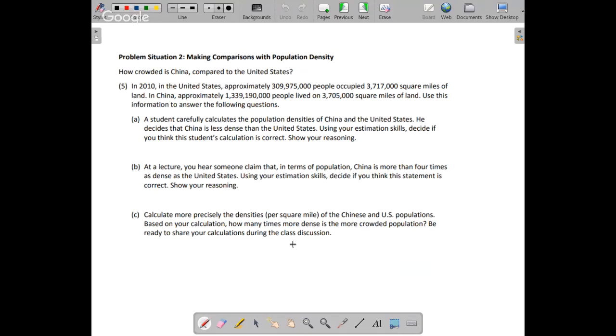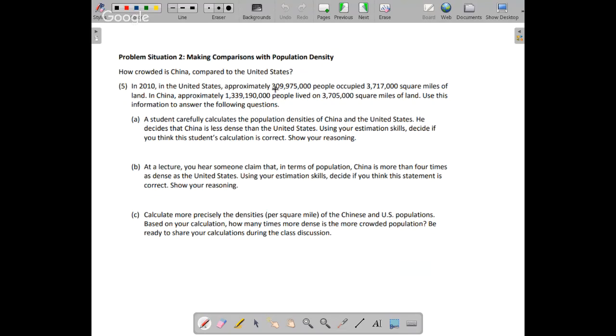So next we're going to compare the US to China. We did that a little bit with smokers before with that data. In 2010, the US had approximately 300 million people and almost 4 million square miles of land. In China, it was 1,300,000-ish people, and they lived on just a little less land. China is slightly smaller than the US. So we have about the same size land area, but China has more people.